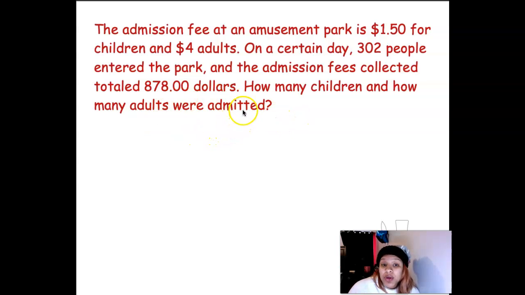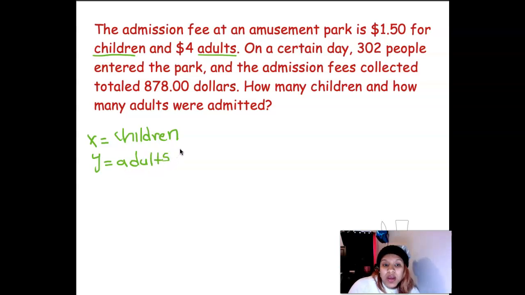So the first thing that you want to do whenever you're using systems of equations is identify what's going to be your x and your y. You can use any other variable, but I always like to use x and y. So we're talking about two things: the cost per children and the cost per adults. I'm going to say that x is going to be the children and that y is going to be the adults.